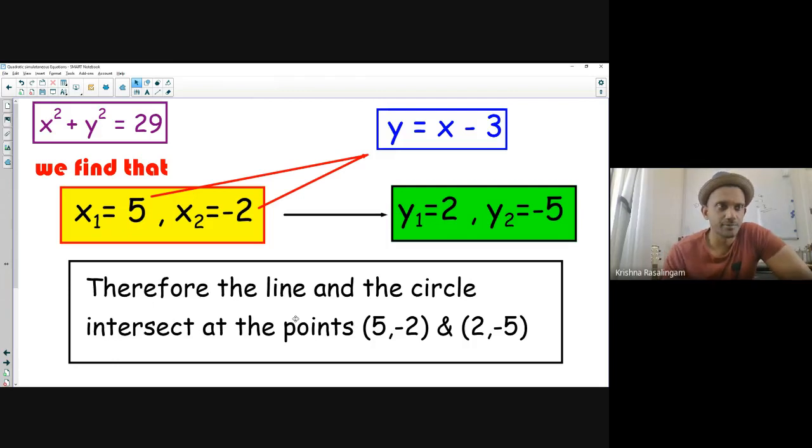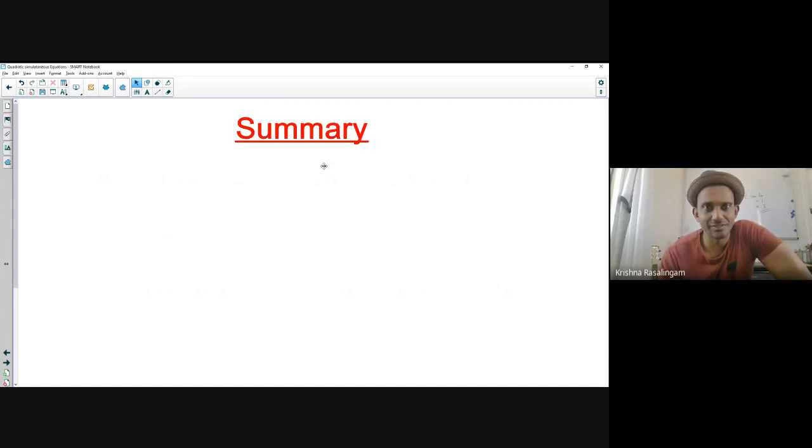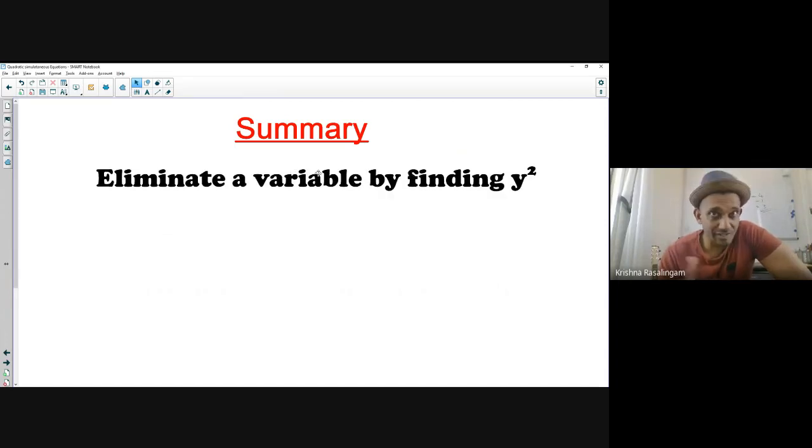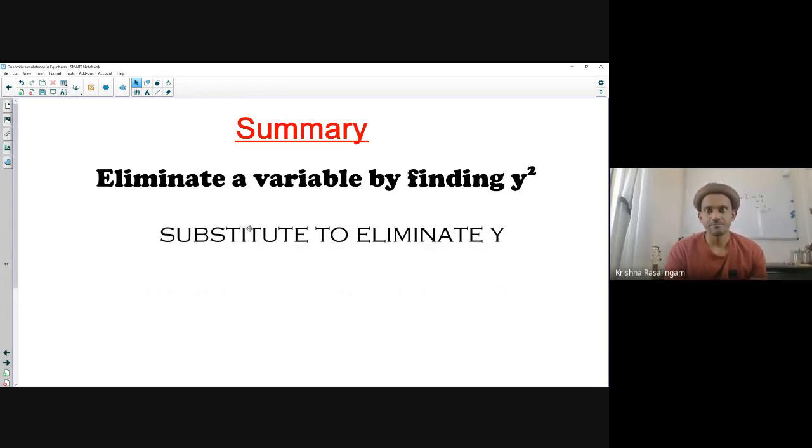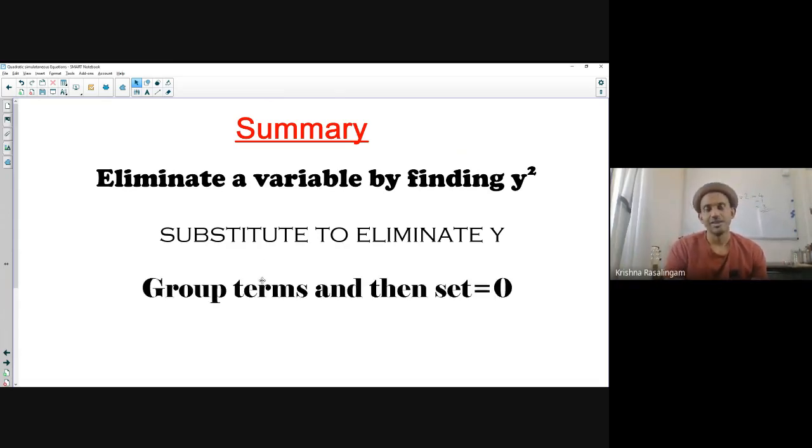So we summarize. We have eliminated a variable by finding y squared. Remember we took the blue equation and we multiplied it by itself. So we did x -3 times x -3. We then substituted that into the first equation to get rid of the y, or y squared. So we eliminated a variable. We grouped the terms and set it equal to 0, so we were able to solve the quadratic, and that was it. We grouped the terms and we solved it.